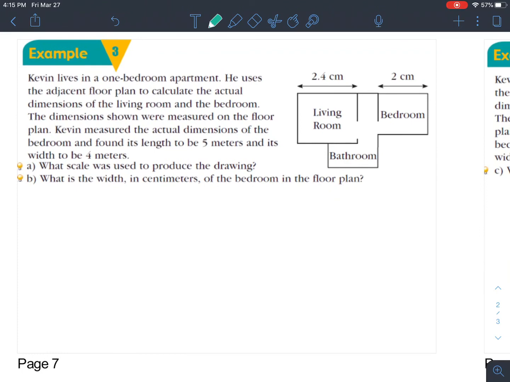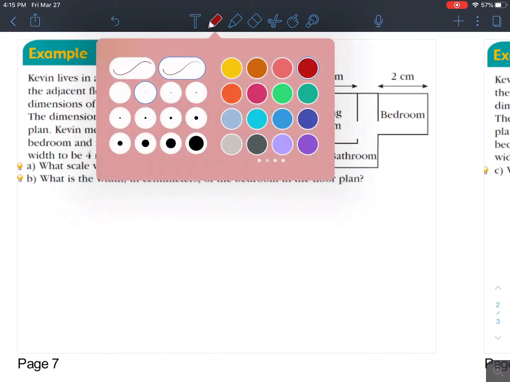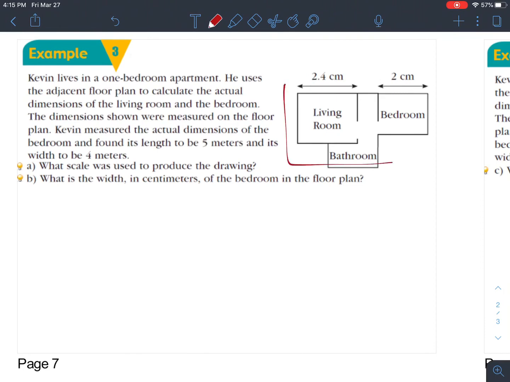So I did tell you a little bit about earlier, we often use scales with blueprints. And so while it's kind of a primitive blueprint, I suppose, showing the layout for a 1-bedroom apartment, it says Kevin lives in this apartment. He uses the floor plan to calculate the actual dimensions of the living room and the bedroom. He is told that the actual bedroom has a length of 5 meters and its width is 4 meters.